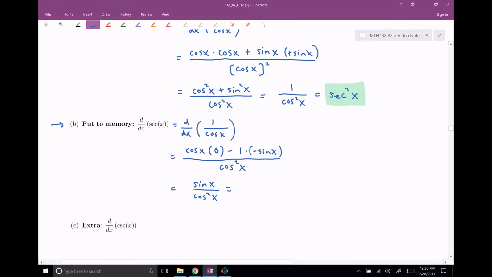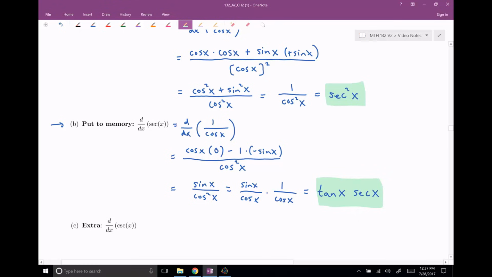But again, in most textbooks and on formula sheets, they go ahead and break it up and say this is sine of x over cosine of x times 1 over cosine of x. And therefore they write it, right? Sine of x over cosine of x is tangent. And 1 over cosine of x is secant. So you probably will see that the derivative of secant is tangent secant.